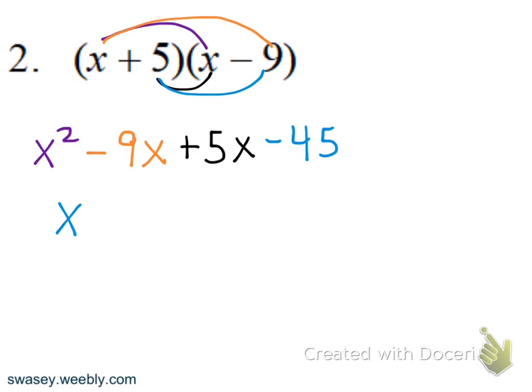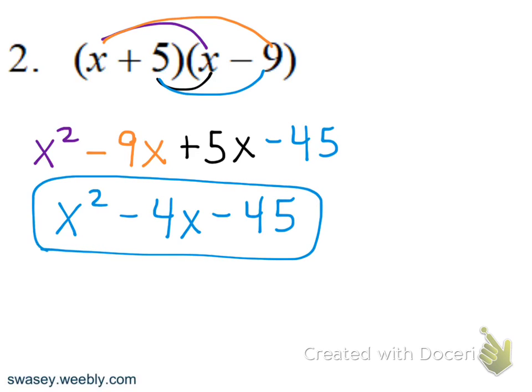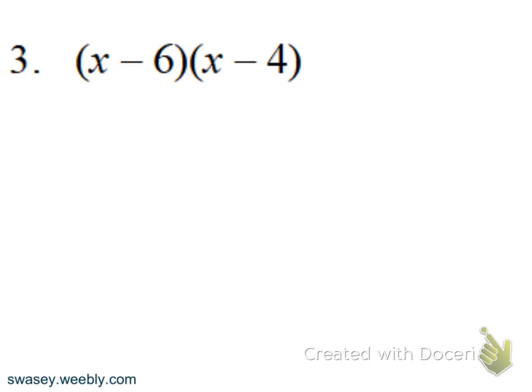We're going to combine like terms. Most of the time, the like terms will be right there in the middle. Negative 9x plus positive 5x is negative 4x. And we'll bring down the minus 45. So we just distributed twice.